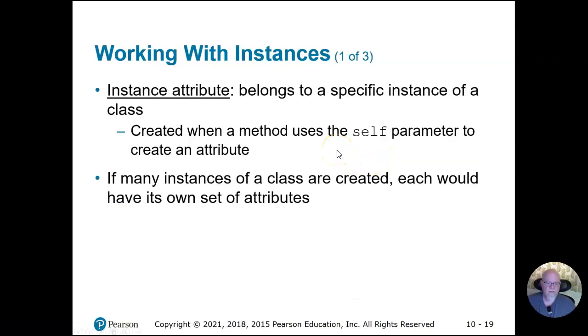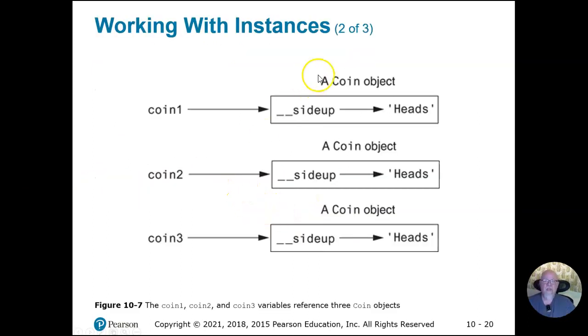Now on the bottom of page 542, we have working with instances. An instance attribute belongs to a specific instance of a class. At this point, we've created just one instance of a class, like the bank account and bank account 2 and a coin. When many instances of a class are created, each would have its own set of attributes. So we're going to create 3 coin objects: a coin 1, a coin 2, and a coin 3. Let's see what that looks like.